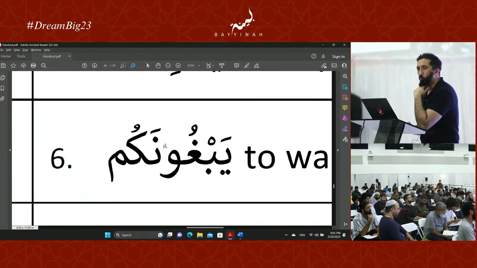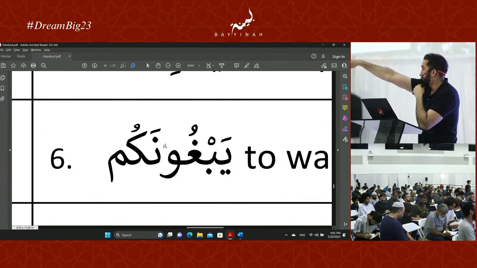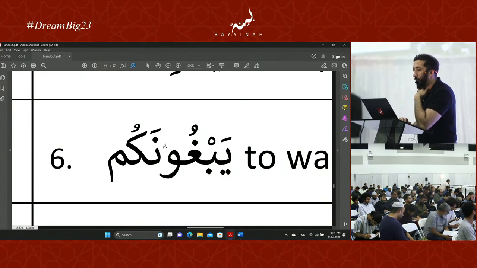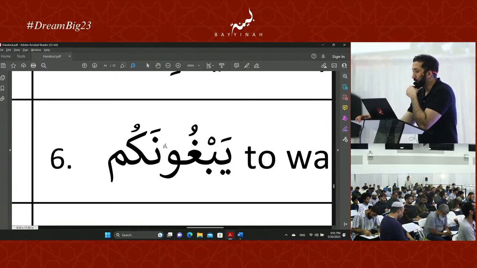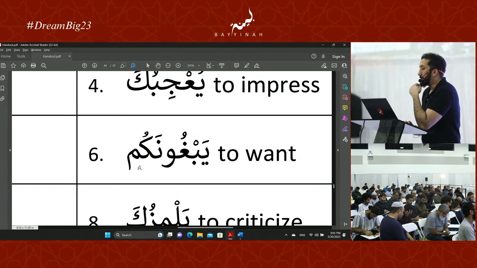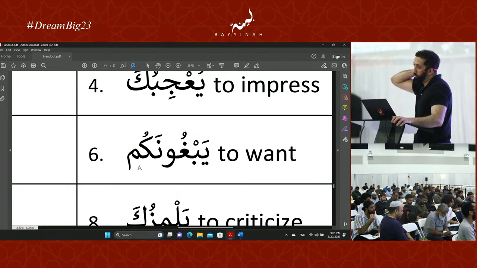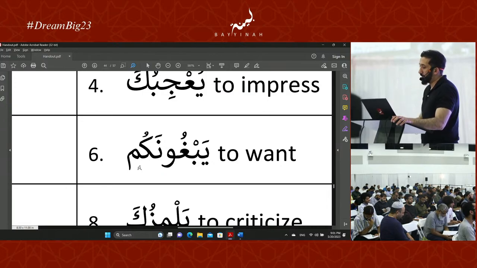Okay. Yabghunakum. Ladies? Back there. Keep your hand up so he can find you. Yabghunakum. Kum is an attached pronoun, so you don't count that. It would be they want you. Actually, I think you should change the word want here to pursue. That's a better translation of yabghi. They pursue all of you. Okay.